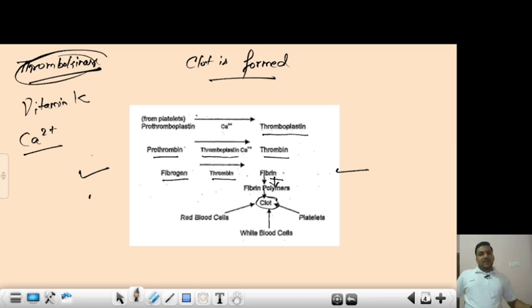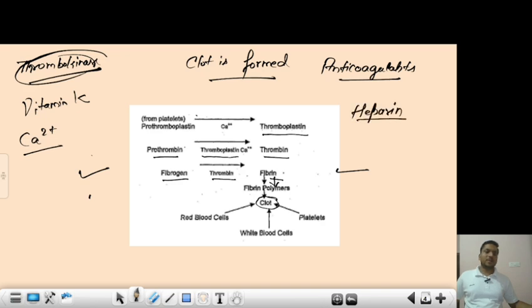Another important thing is how the blood does not clot when present in our body. There are some anticoagulants present in the blood, and one of the most important anticoagulants is heparin. This is a 1 mark question, you can learn this, that heparin does not allow the blood to clot within the body. So this is it for now.